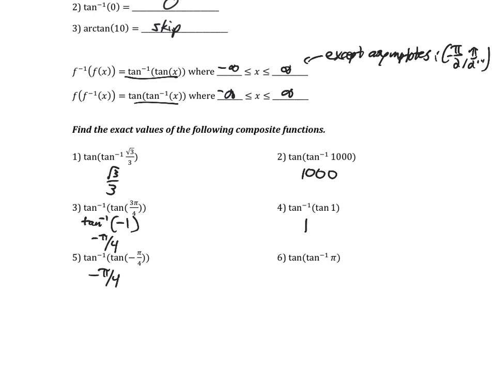And then inverse tangent of tangent of pi. Pi is in the domain of regular tangent, in the range of inverse tangent. Hence, your answer is just pi. Tangent's a little bit trickier. You have to think about it a little bit, but otherwise not too different.